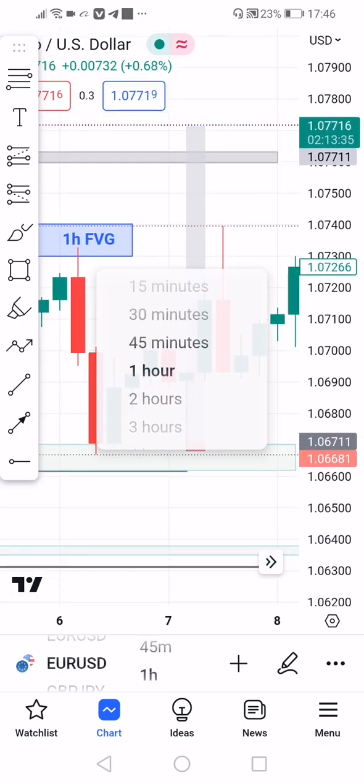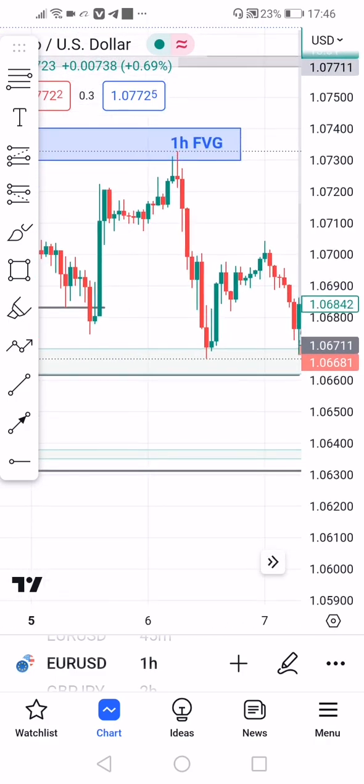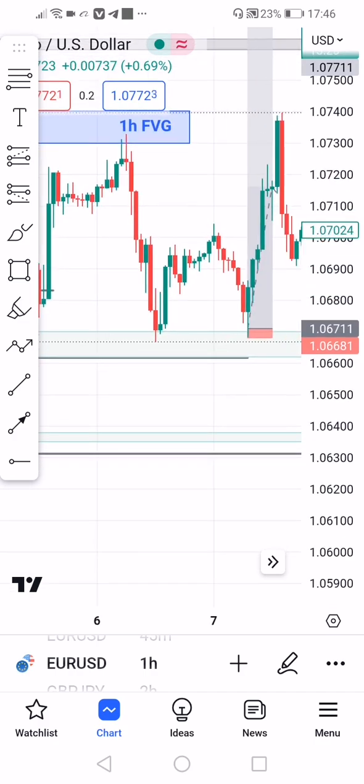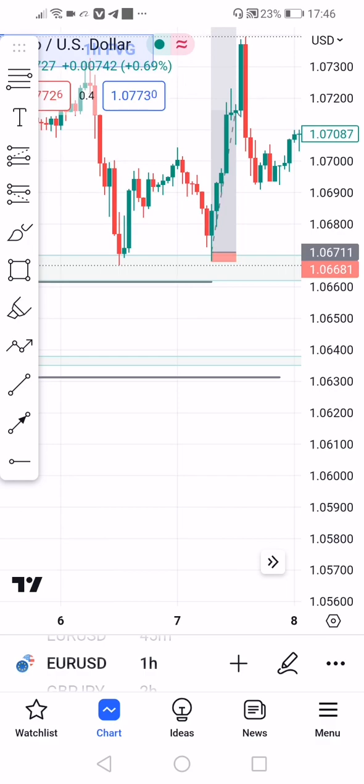So when I got to 1 hour, this is what happened. This was what was happening in 1 hour. Price was failing to break here.